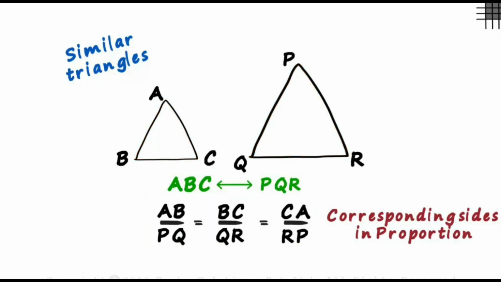Now, let's look at the angles. Similar triangles always have the same shape. What does that tell us about the angles? Yes, the measures of the corresponding angles of similar triangles will be equal. Based on the correspondence of vertices, angle A corresponds to angle P, angle B corresponds to angle Q, and angle C corresponds to angle R.